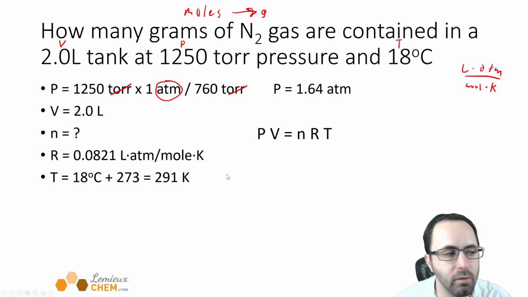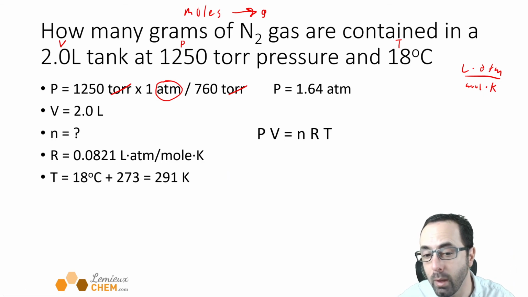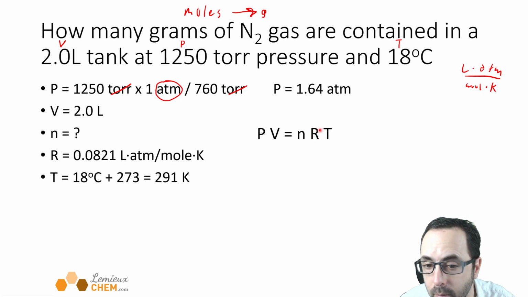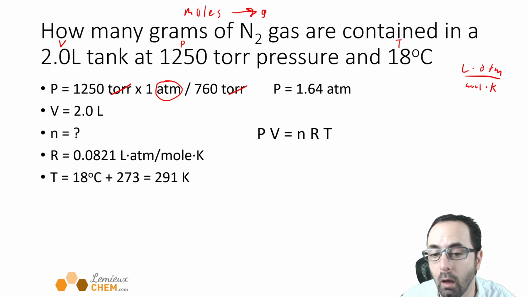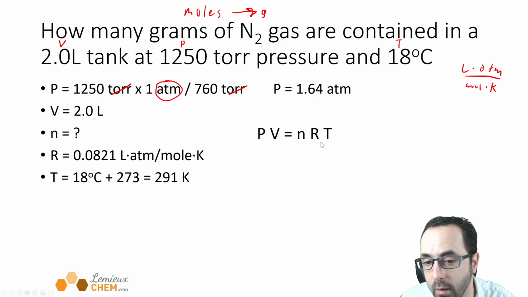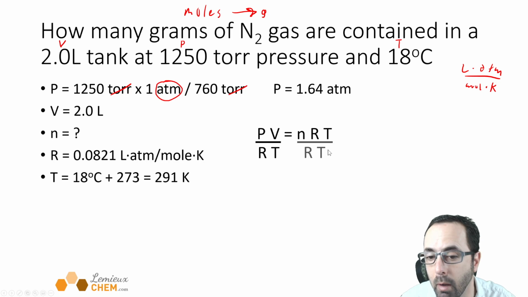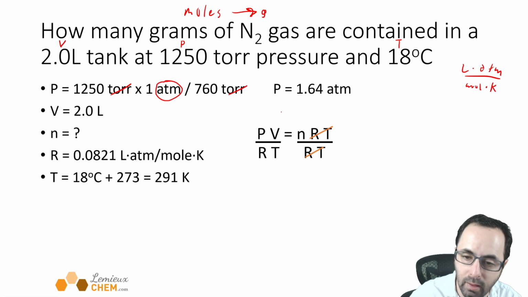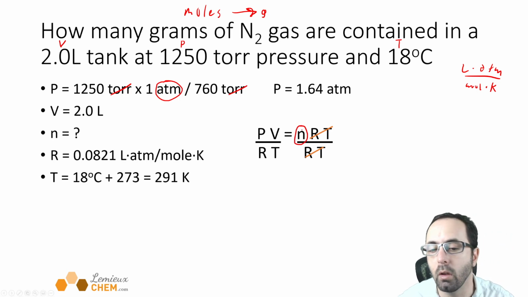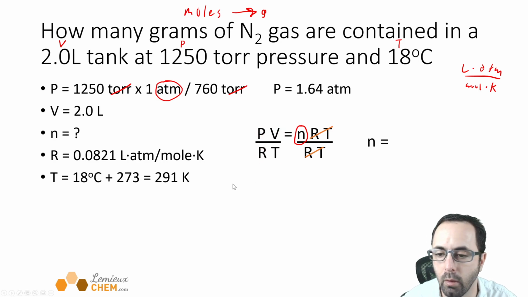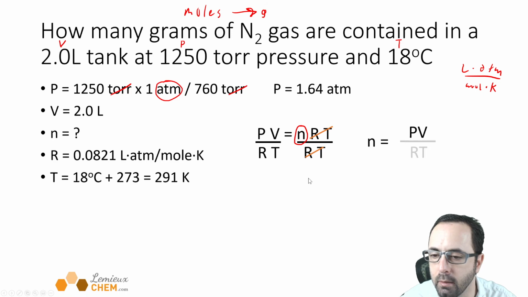We've got PV equals nRT. This time what we want is the N. So we have 2 things to get rid of here. We have to get rid of the R, and we have to get rid of the T. So we're going to divide through by RT. Divide by RT, divide by RT. So on this side where the N is, we're going to cancel R and T. That's good. That leaves us with just the number of moles. So the number of moles is going to be PV over RT. So N equals PV over RT.